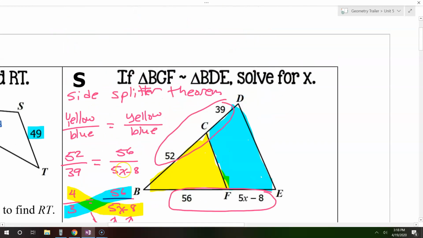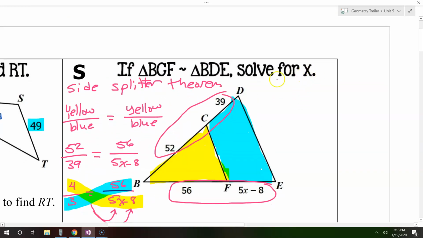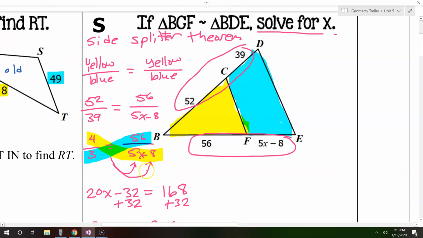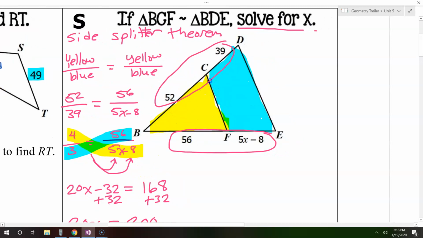All right, now is this one that I had to find anything else? Nope, we just had to solve for x, and that is it. So we are done with this problem. X is equal to 10. Okay, so side splitter, guys. If the bases of the triangles are not involved, then you can do the side splitter. All right, yellow over blue equals yellow over blue.